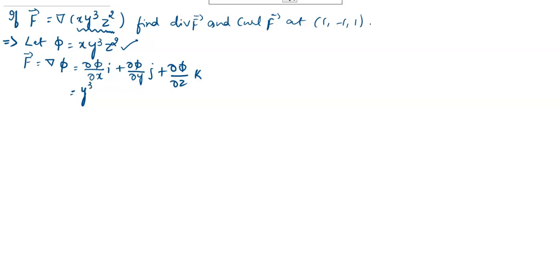So we get y cube z square into i, and for dou phi by dou y we have to treat x and z as constants. The differentiation of y cube is 3y square. So we have 3 x y square z square into j, plus dou phi by dou z. Now you have to treat x and y as constants. The differentiation of z square is 2z. So we get 2 x y cube z into k. So now this is our f vector.